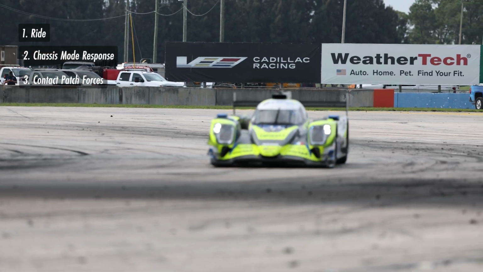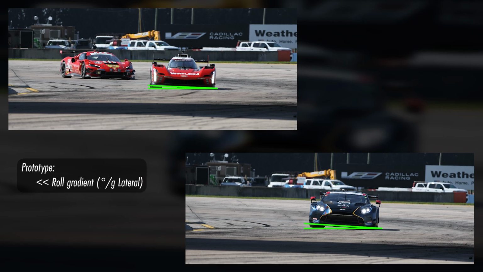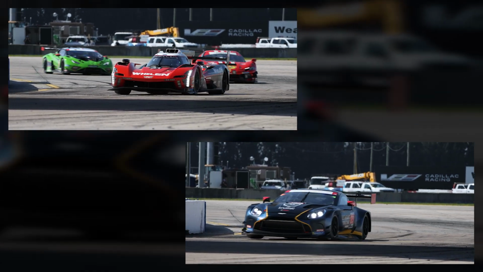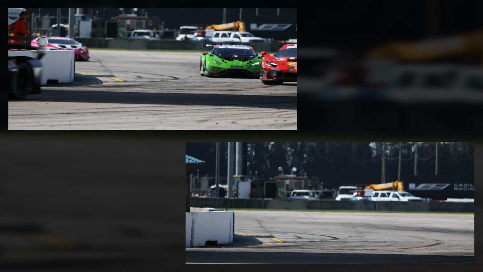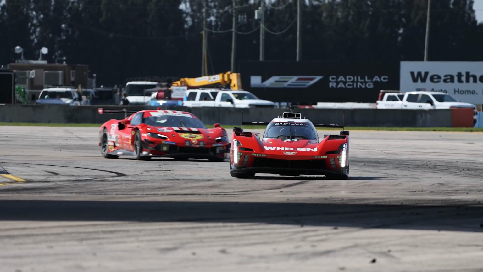So let's get straight into the video and look at this side by side of an LMDh car and a GT. The first thing you'll see here is the difference in roll angle. The LMDh car's got a much lower roll angle than the GT car. And also, as we open the video again, you can see that the ride response is very different. The natural frequency of the LMDh car is higher and the wheel travel is less relative to the GT car.